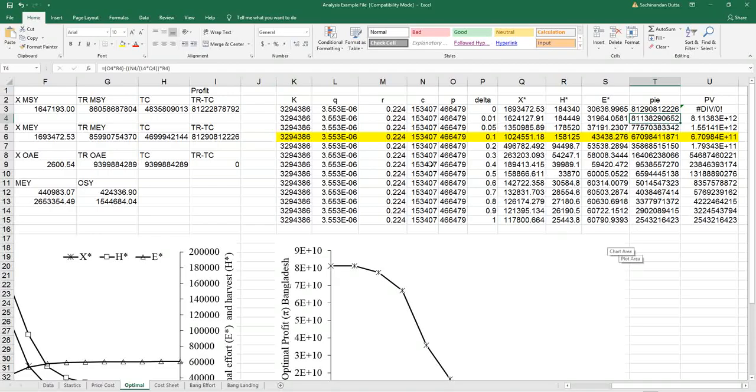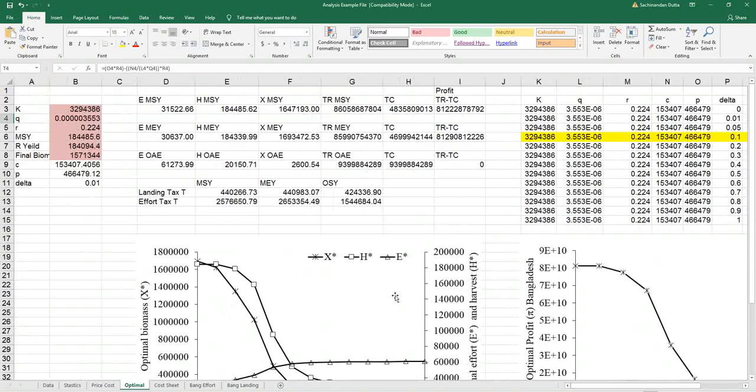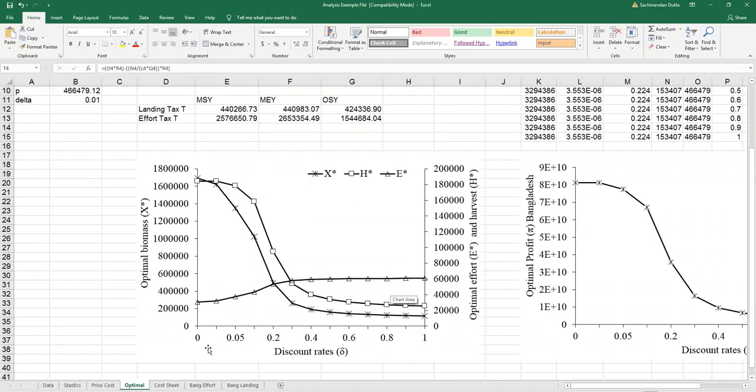And after making these tables, or making this calculation, you can plot your optimal biomass, optimal harvest, and optimal effort at different discount rates. A discount rate of 1 means 100%, totally open fisheries, and 0 means fishing is totally restricted. So how the optimal biomass, harvest and effort vary at different discount rates.